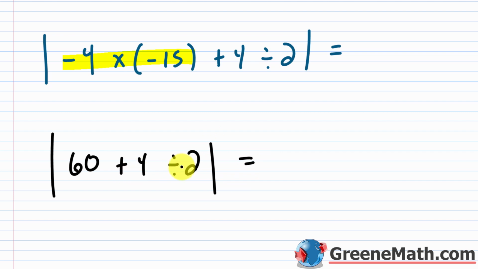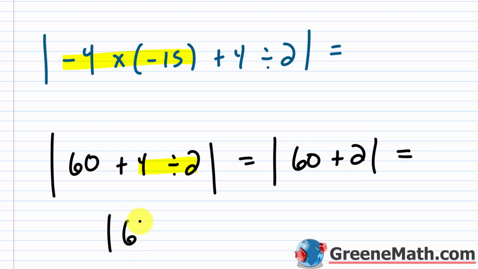So now I have addition and division. You want to divide first. So 4 divided by 2 is 2. So we'll say this is the absolute value of 60 plus 2. And then from here, 60 plus 2 is 62. So this would be the absolute value of 62. We can go ahead and do that operation now. The absolute value of a positive number is just the number. So the absolute value of 62 is 62.